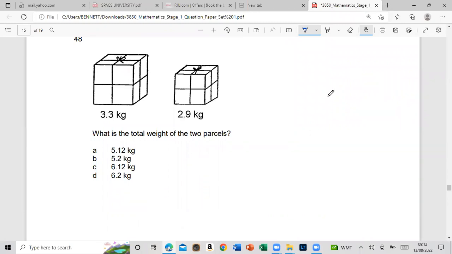All right. What is the total weight of the two parcels? So one weighs 3.3 kilograms and the next one weighs 2.9 kilograms. What is the total weight of the two parcels?